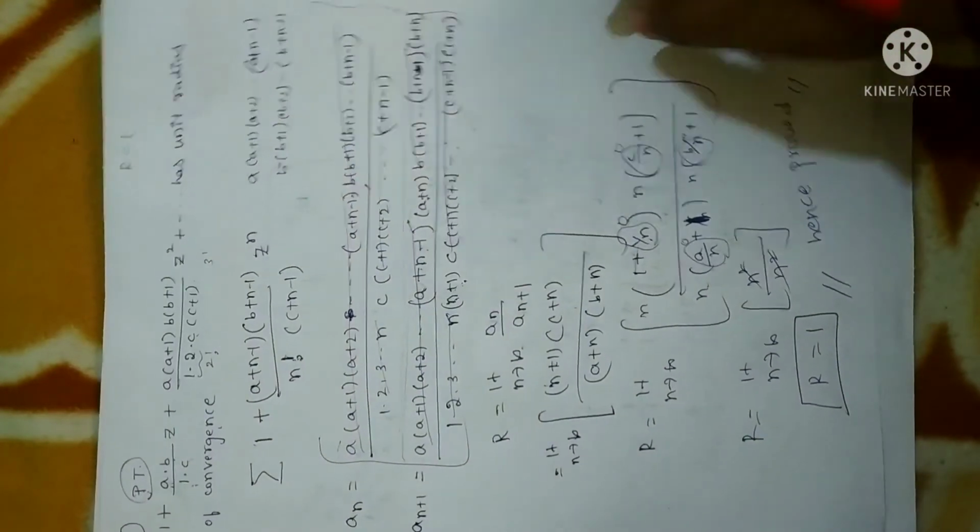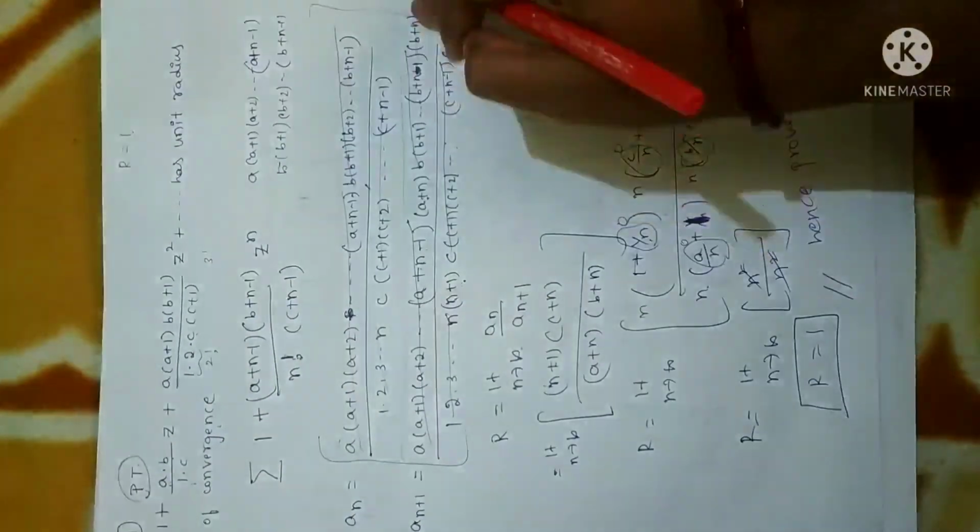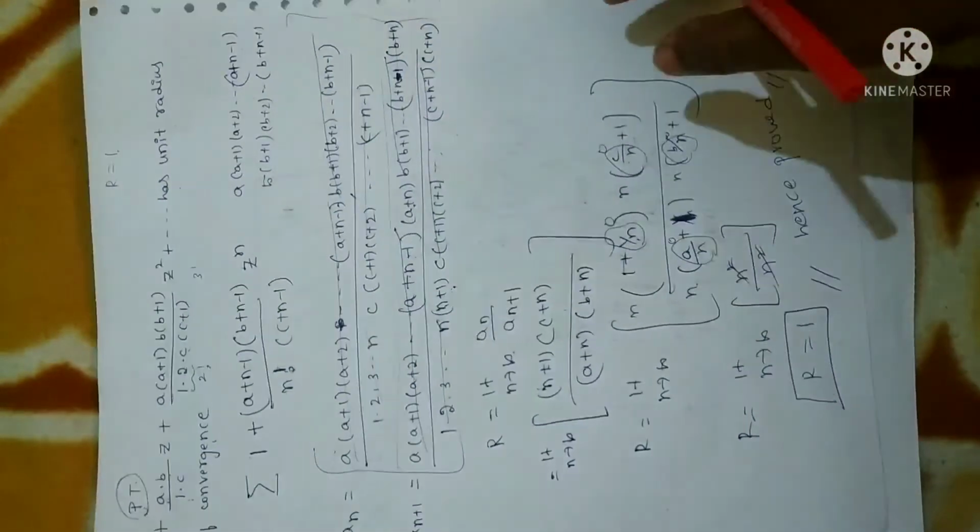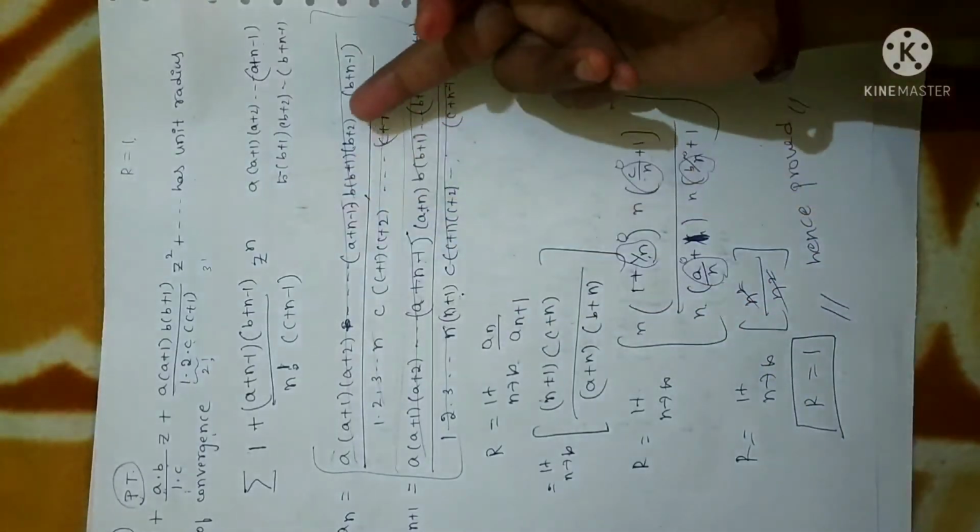Clear? If you want, you can write a_n and divide again with a_(n-1). You can write one more step if you want. I have cancelled here itself and I have written directly.